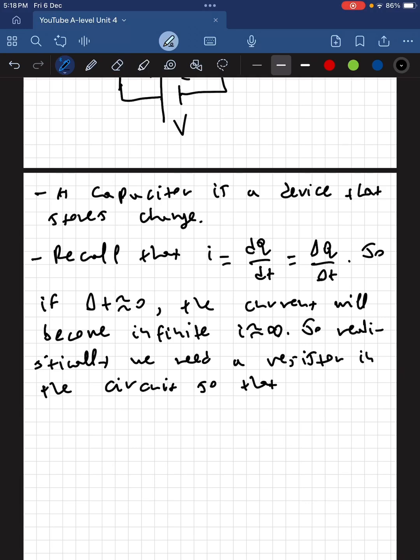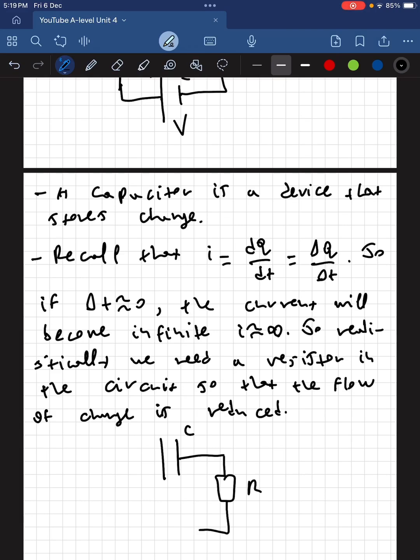So that the flow of charge is reduced. So a realistic circuit that includes a capacitor looks like this. You have your capacitor, you have your resistor, and you have your battery. And this is fine. This is not a circuit that is going to go toasted because the current becomes infinite.